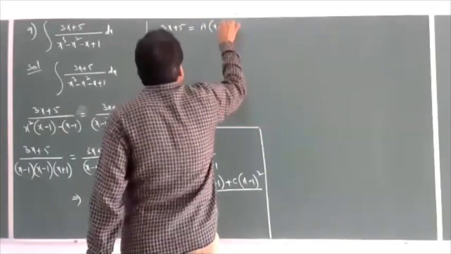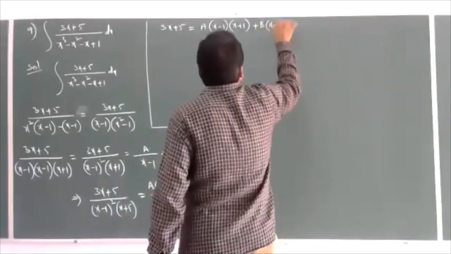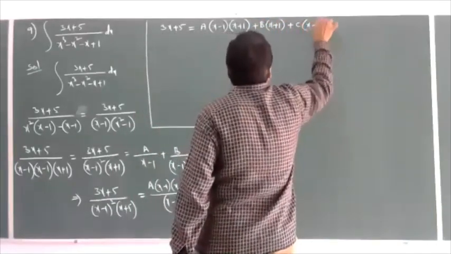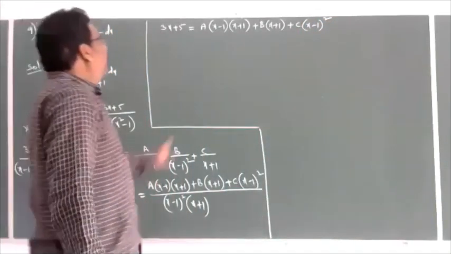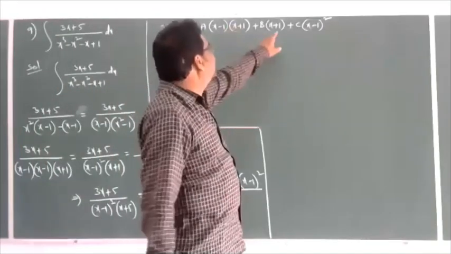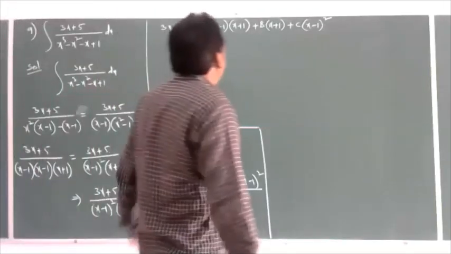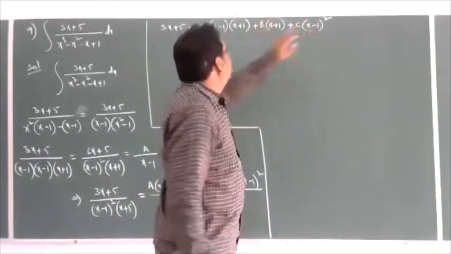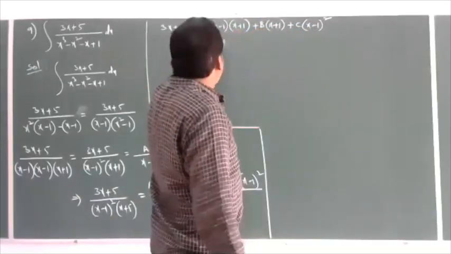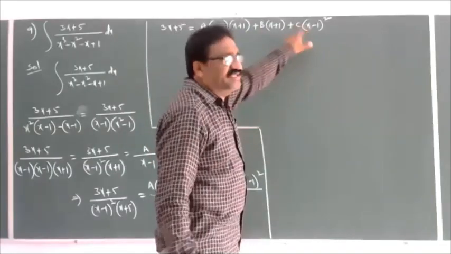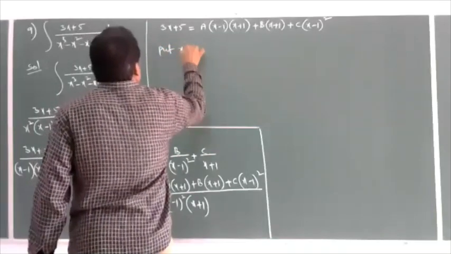That is, 3x plus 5 is equal to A into (x minus 1) into (x plus 1) plus B into (x plus 1) plus C into (x minus 1) whole square. To find the values, first substitute x is equal to 1, where this term is 0 and this term is 0, and you get the B value. That is, put x is equal to 1.